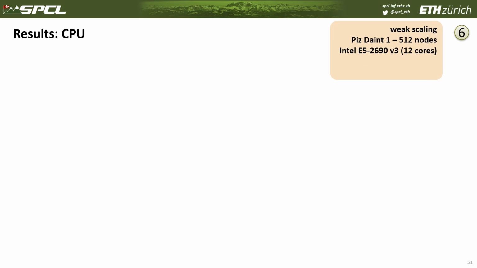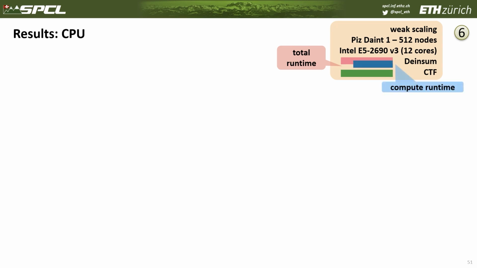So, time to look at experimental results, and we are going to start with CPU architectures. We perform a weak scaling experiment on the Piz Daint supercomputer from 1 to 512 nodes. Each node on Piz Daint has an Intel CPU with 12 cores, and we are going to compare Deinsum against CTF, the Cyclops Tensor Framework, which is a state-of-the-art framework for performing tensor contractions. We are going to measure the total runtime, but for Deinsum we also measure the pure computational time, and by subtracting those two we get an estimation of the communication overhead.